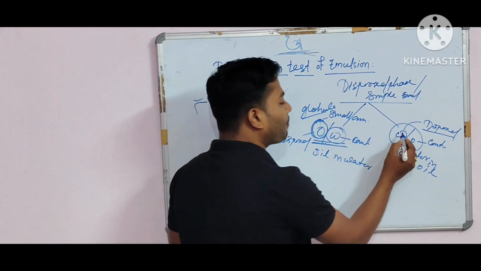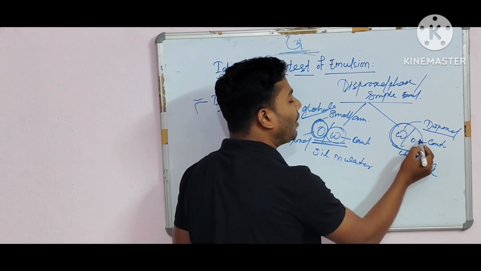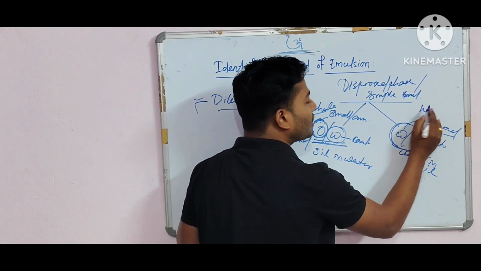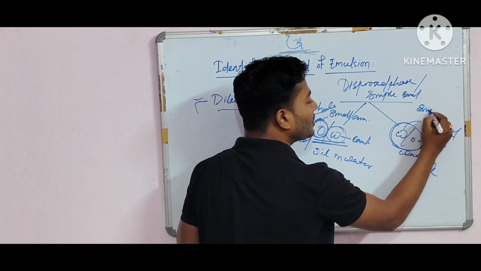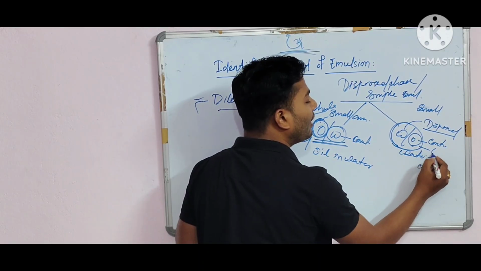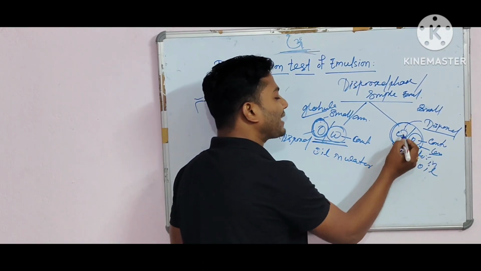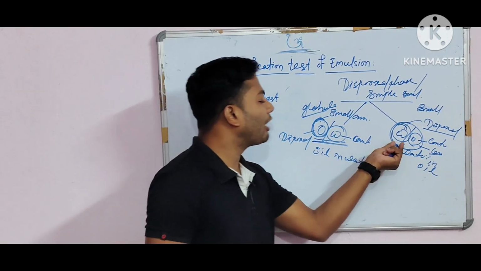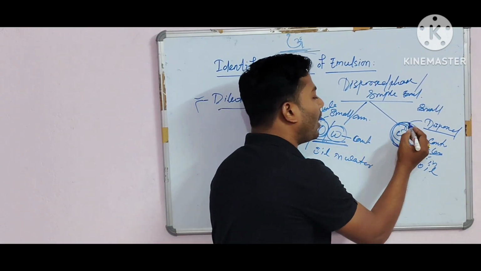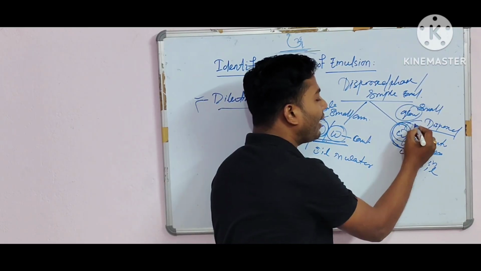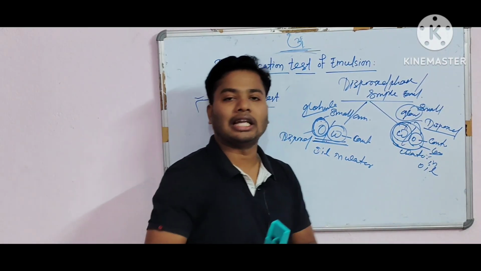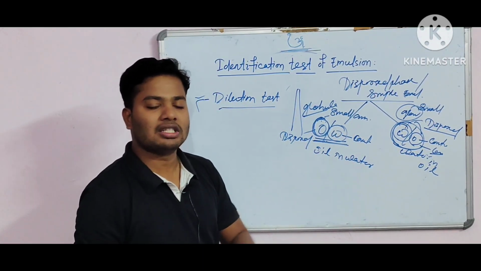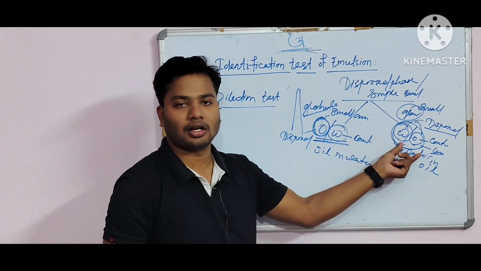Clear? And in the W/O or water in oil type of emulsion, water is the dispersed phase and oil is the continuous phase. The water is in small amount and oil is in large amount. So in this case the water molecules are uniformly dispersed in the form of globules in the oil continuous phase. That is the classification of emulsion: it is of two types, oil in water or water in oil.